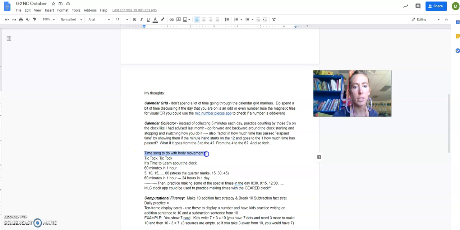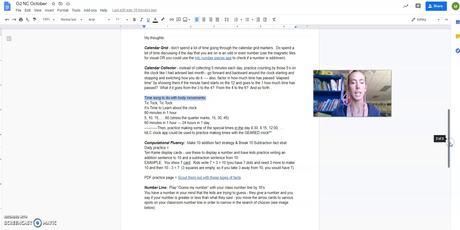Then we have the time song that I just used, whether you want to use it or not. And I think I talked it through last time, but tick tock, it's time to learn about the clock. And then they'd have their arms up in the air, standing up, and then they'd go all the way around the circle and go 60 minutes in 1 hour, 24 hours in 1 day.